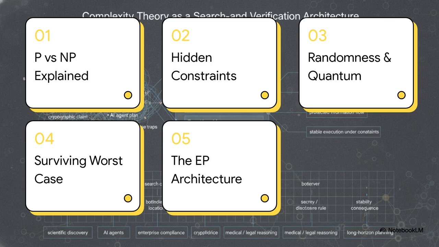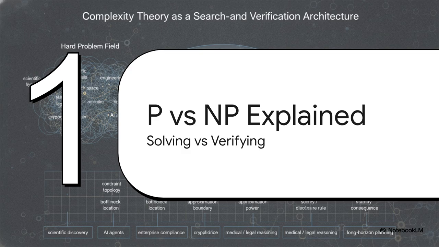First, P versus NP explained. Second, the hidden constraint structure. Third, randomness, privacy, and quantum. Fourth, surviving the worst case. And finally, number 5, the energetic paradigm architecture. All right, let's dive right into section 1, P versus NP explained.